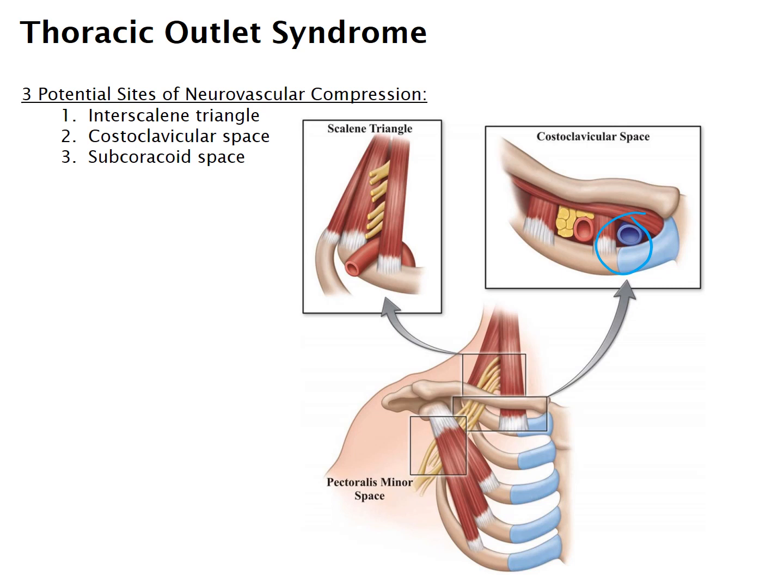Recognize that there are three potential sites where neurovascular structures can become compressed. One site would be the interscalene triangle, where both the brachial plexus and the axillary artery are emerging between the anterior and middle scalene muscles. Another site would be the costoclavicular space, which is the area between the clavicle and the first rib below. And the third potential space of compression is the subcoracoid space, the area where the pectoralis minor muscle arches over top of the brachial plexus and the axillary artery and vein.